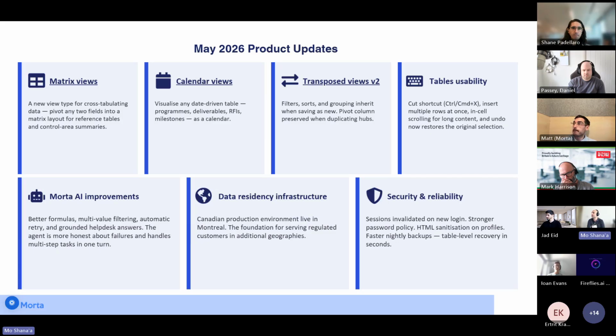And then there are three, I would say, not traditional product updates. The first is Morta AI improvements. So with Morta AI, we're continuing off the back of usage. We're getting to see where things go wrong and what you're using it for. So it's getting better and better when it comes to things like formulas, automatically retrying things.